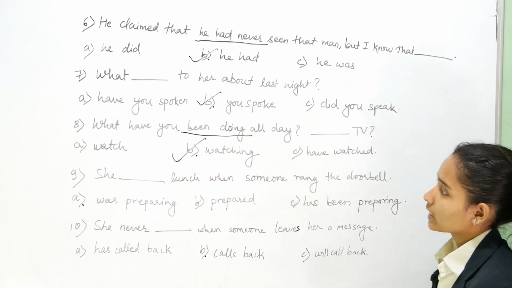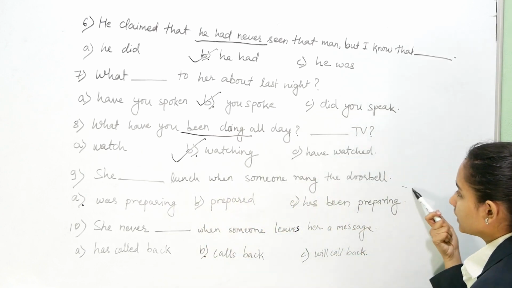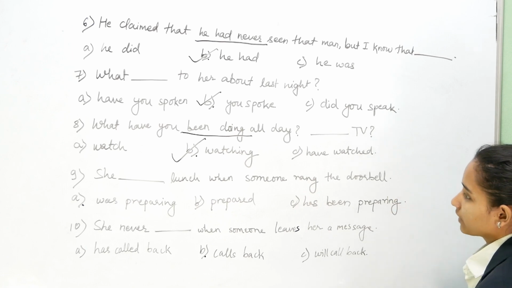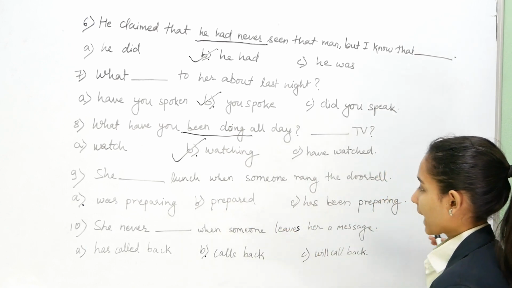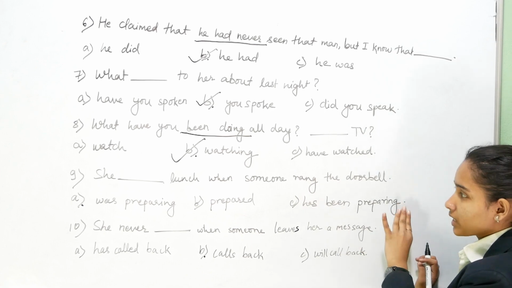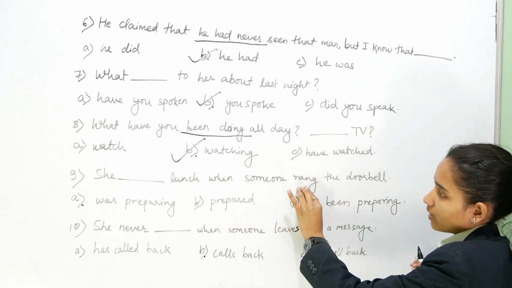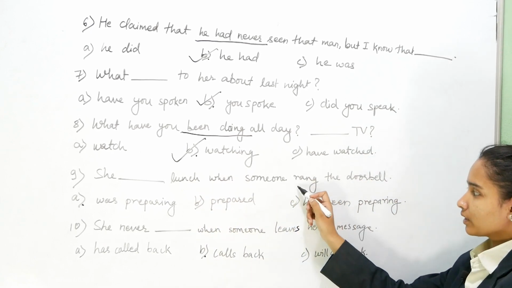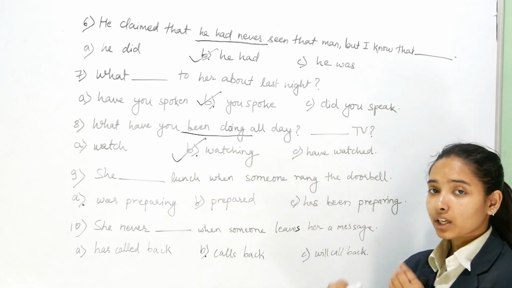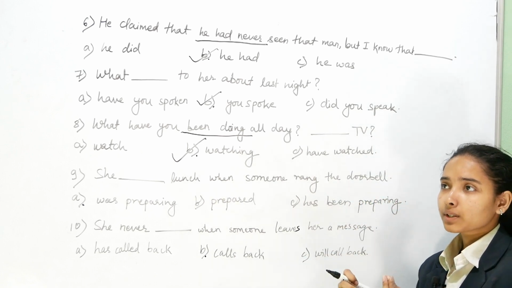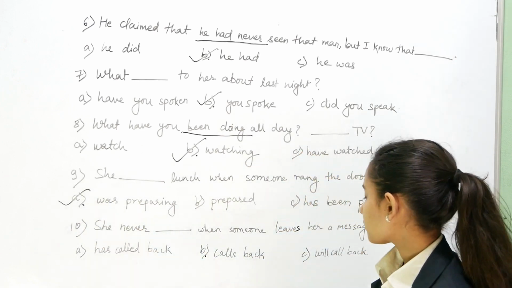The next question. She dashed lunch when someone rang the doorbell. Was preparing, prepared, has been preparing. Has been preparing the first में eliminate हुन्छ, it cannot be here. Prepared. She dashed prepared lunch when someone rang the bell. अब rang the doorbell मा भनिरहेछ कि उले के गर्दै थियो त जतिखेर यो डोरबेल बज्यो के गर्दै थियो is basically before. So we use she was preparing.